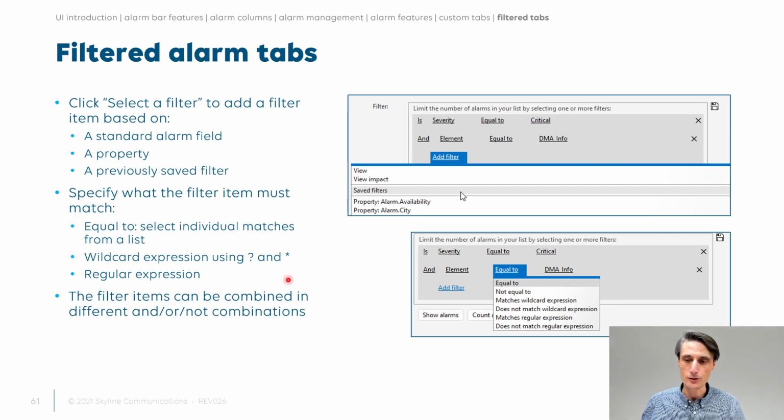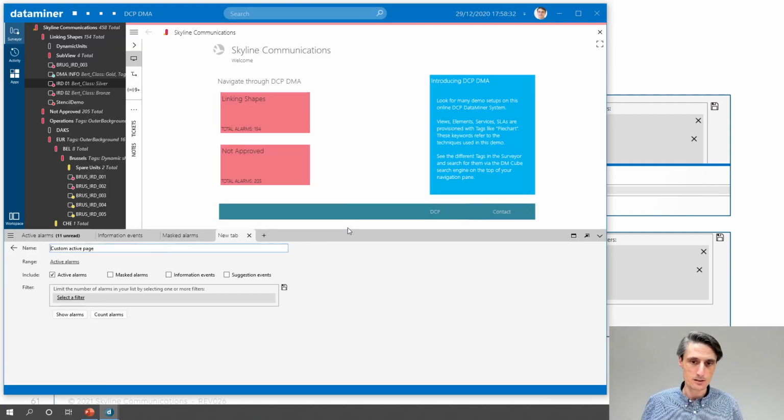But that's a little bit out of the scope of this session here. And of course, we can combine several of those things. If I say severity must be equal to critical, and I also want the element name to include, for instance, DMA info. So you can make a whole series of and/or combinations by changing the and/or which is at the front here. Let's play around with that a little bit.